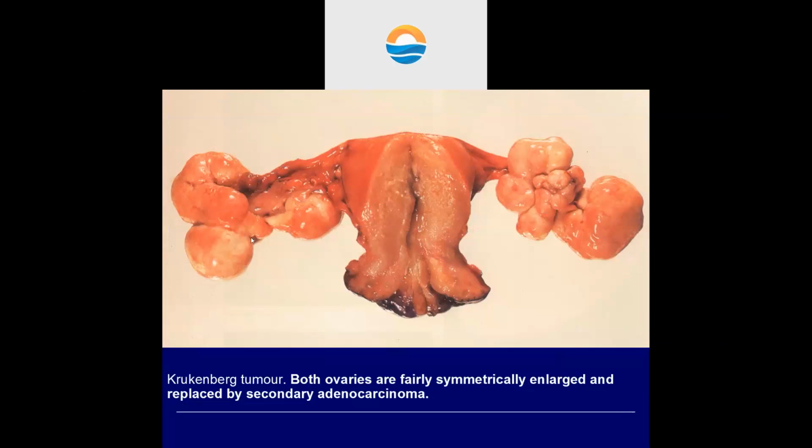Here you see the so-called Krukenberg tumor. Both ovaries, uterus, ovaries, and tubes. Both ovaries are fairly symmetrically enlarged and replaced by secondary adenocarcinoma. So we see here secondary tumors due to metastasis of stomach cancer. Please remember this name, Krukenberg tumors.